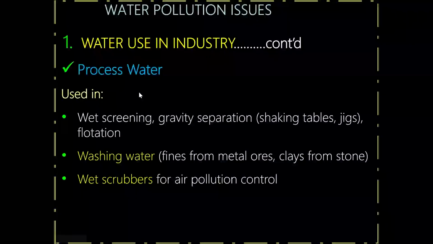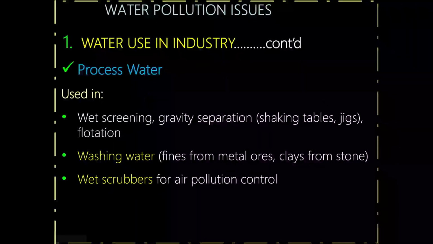The second thing is process water. For production, we use water. Sometimes, because you have to excavate, you have large amounts of soil that contains the mineral of interest, and transporting it becomes difficult. So what is usually done is you mix it with water into a slurry. So another use is process water for processing.